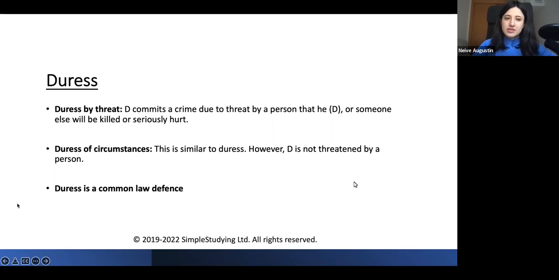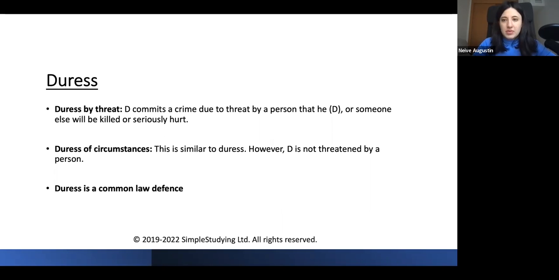Another full defense is duress. Duress can be by threat. This is when the defendant commits a crime due to a threat by a person that he or someone else will be killed or seriously hurt. If, for example, a defendant is threatened that if he doesn't do a certain act, one of his family members could be killed, it is a kind of threat where the defendant is not really given a choice, he has to do it. Duress of circumstances can also be a defense.